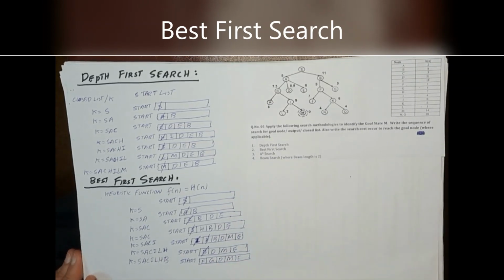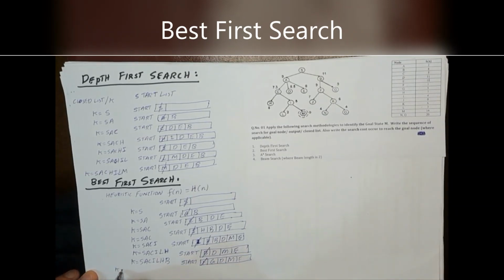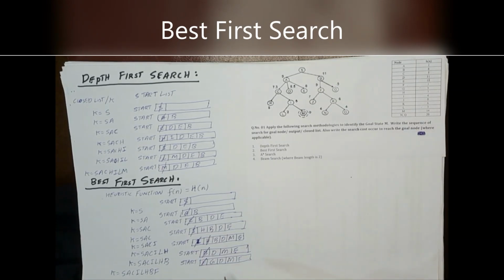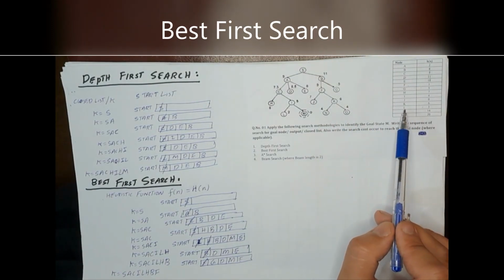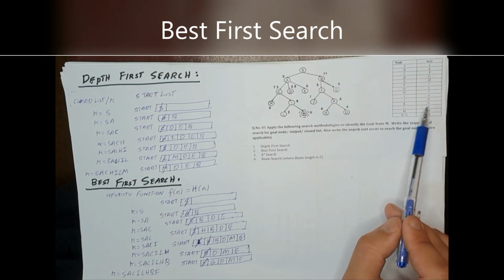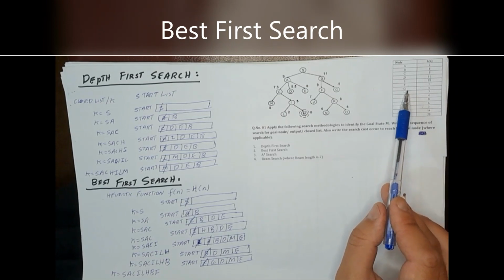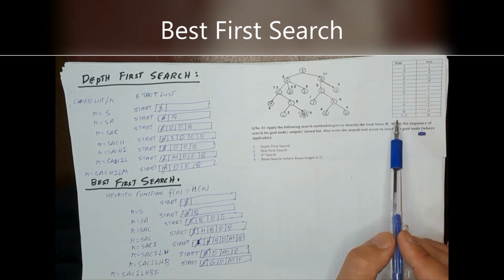Now next iteration, this time again we will remove F from here, so the list will be S, A, C, I, L, H, B and F, and in the place of F we will see the children of F. They are J and K. The value of J is 0 and K is 6, so it is greater than G. So what we will do, we will put values in order.